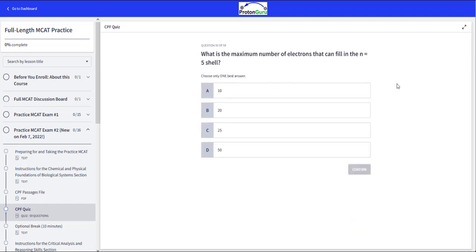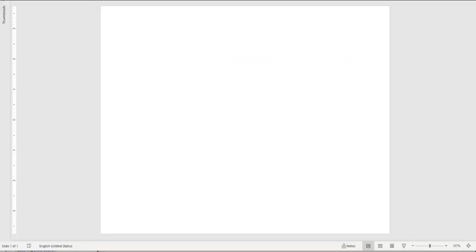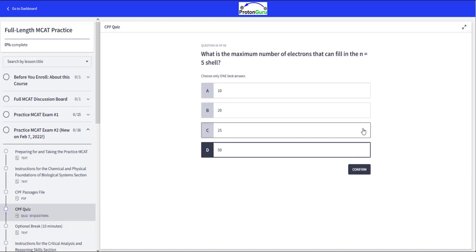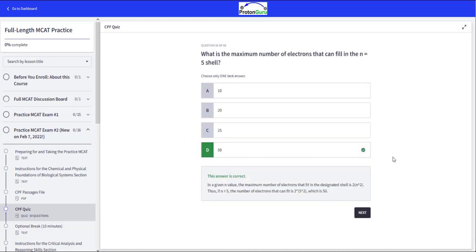Number 55, what is the maximum number of electrons that can fill in the n equals 5 shell? Let's get our whiteboard out. Luckily, there's a really simple rule for figuring out how many electrons a shell can hold. A shell can hold 2n squared, 2 times n squared, where n is the shell. Here the shell number is 5. 5 squared is 25. 2 times that is 50. So go back and check our potential answers. We see that's one of our options, and that turns out to be correct.